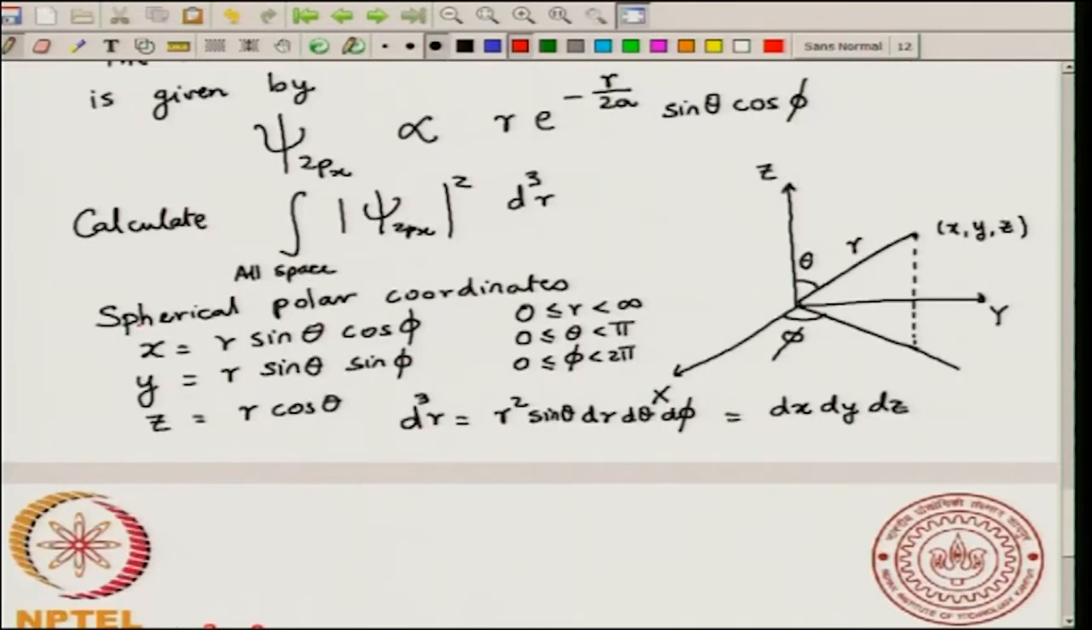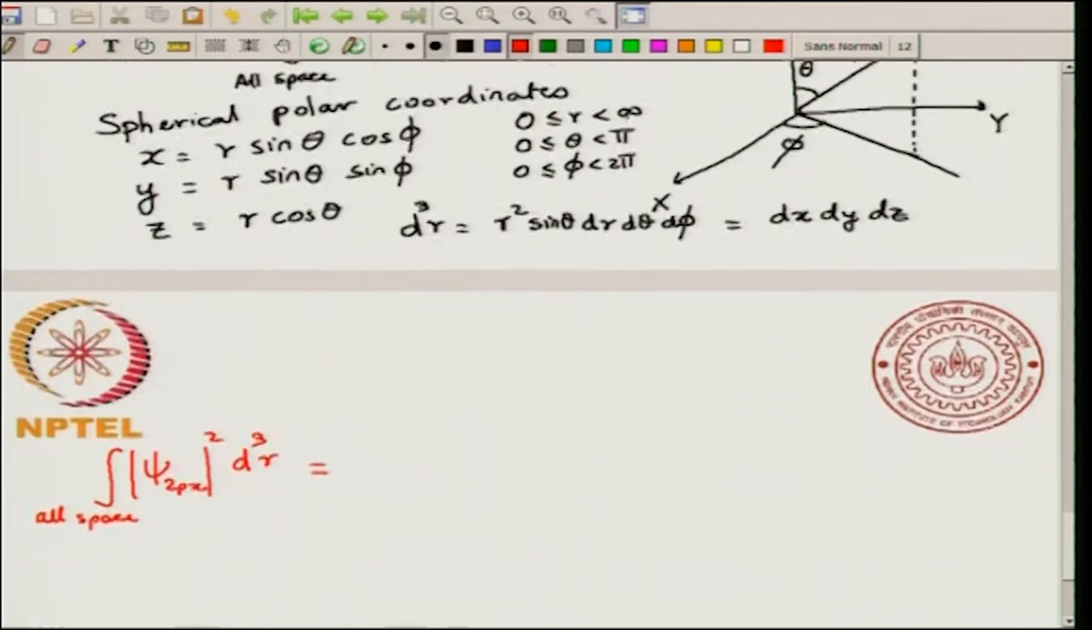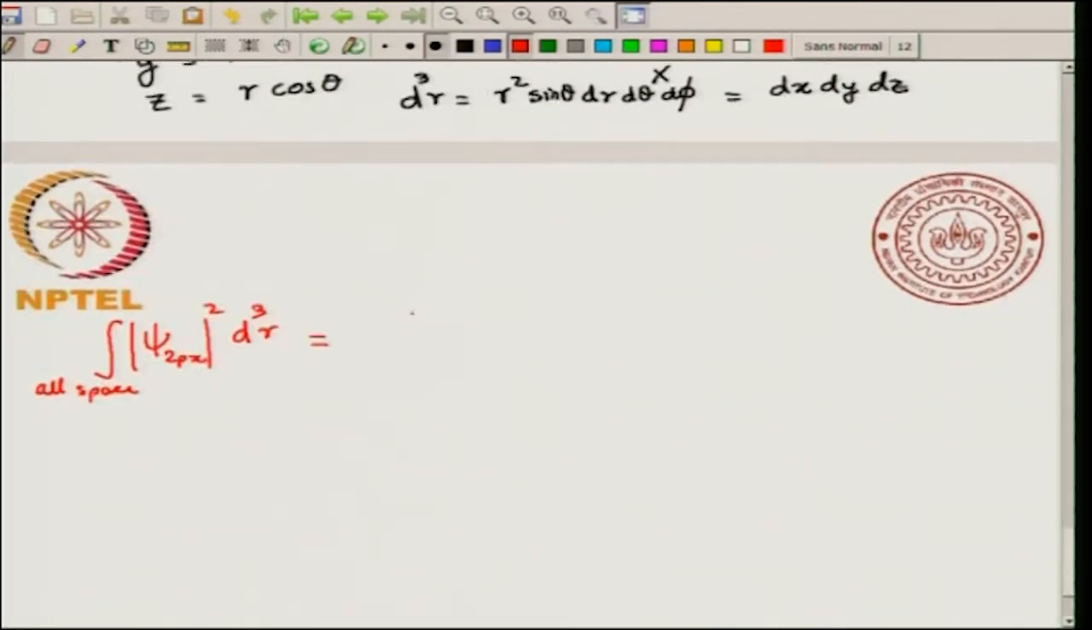So let's just go and copy it down. So you have r squared e to the minus, so when you square this, you will get r squared e to the minus r by a, 0 by r by a. So you have r squared e to the minus r by a. I'll put the limits in a bit. So r goes from 0 to infinity, theta goes from 0 to pi, and phi goes from 0 to 2 pi.